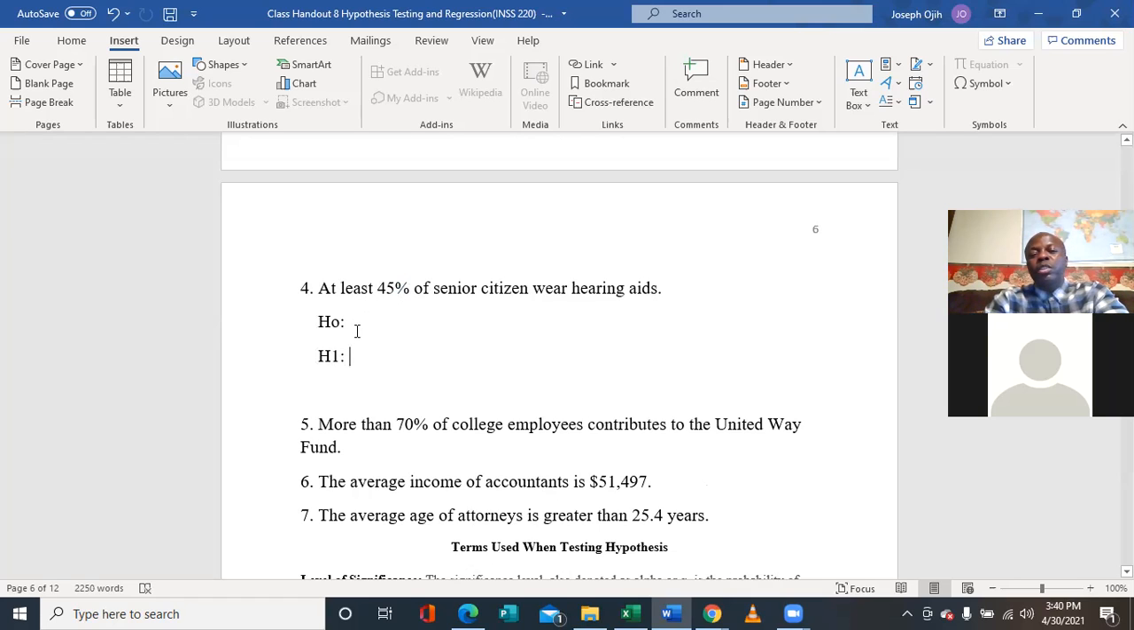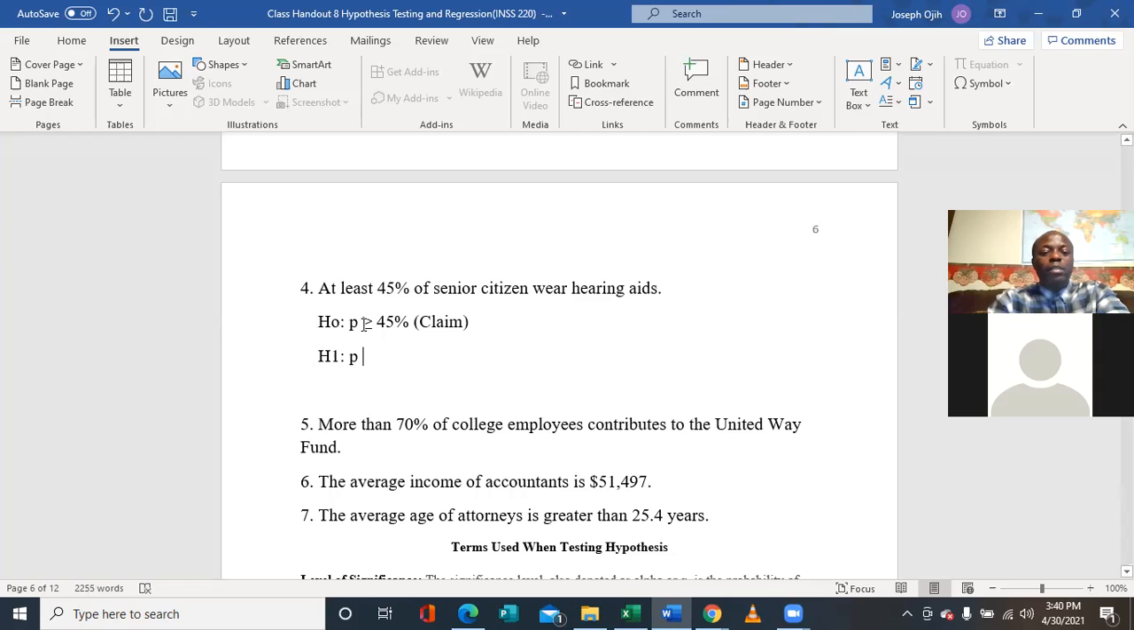So greater than or equal to, you use it in the null hypothesis. You cannot use it in the alternative. So that means proportion P is greater than or equal to 45%. See, that's the claim right here. This time around, the claim is in the null hypothesis. Now the H1 is P.